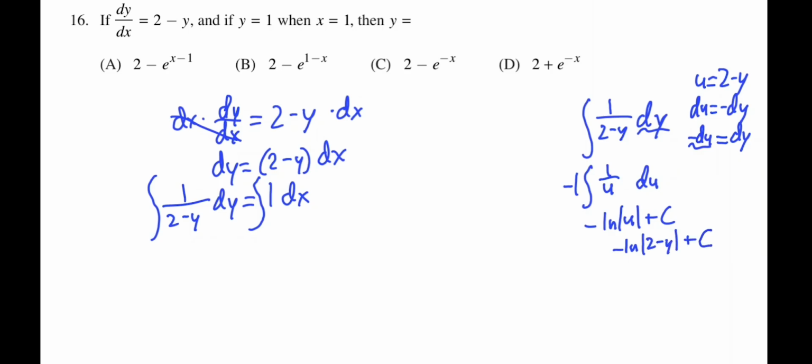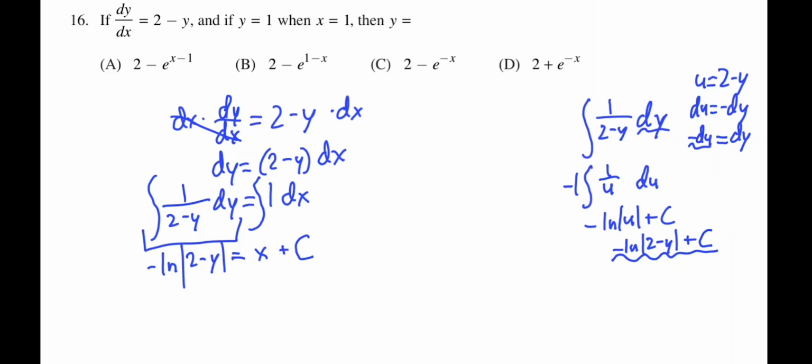All right, so keep in mind that whenever we solve differential equations, we never put the plus c on the dependent variable side. So this entire thing just becomes negative ln of the absolute value of 2 minus y. We don't put the plus c on the dependent variable side. Then the integral of 1 with respect to x would be a 1x plus c.